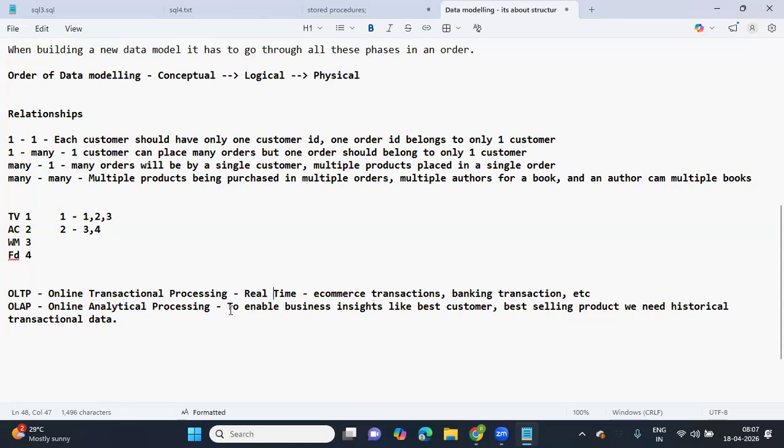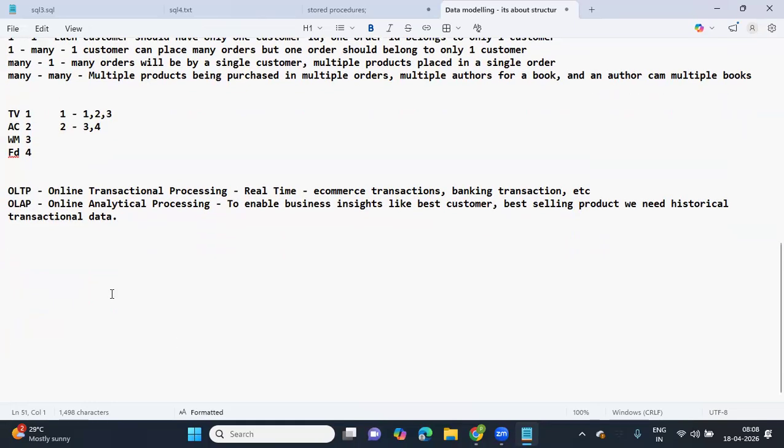Batch processing means the transaction happened yesterday, and maybe we are processing it today into our analytical systems, because the analytical system doesn't have an urgency. We do it on the historical data, so there is no urgency. Maybe once a day or once an hour, we process the data based on our business requirement. Okay, so these are the two systems. Please do remember this. Now we will be moving into another concept called normalization.